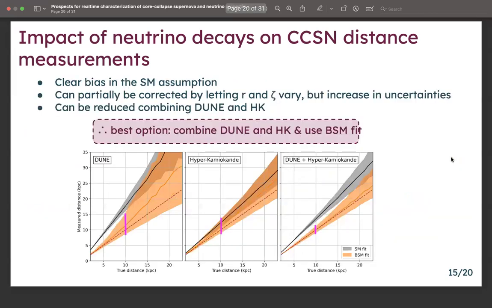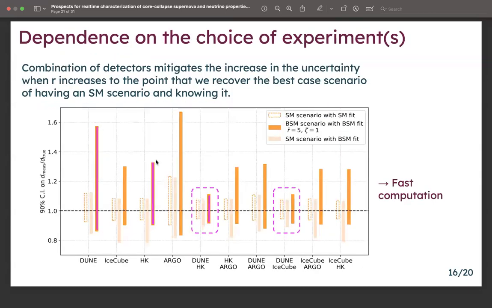So now, in the next slide, what I want to show you is the impact of combining different experiments on this kind of measurement. And for this, well, we cannot look at 1,000 plots. So what we will look at is only this uncertainty band here. We'll focus on a distance of 10 kiloparsec and look at this width. So you can recognize here in pink the lines from the previous slide, together with many more corresponding to other detectors, individual detectors, or combinations of them.